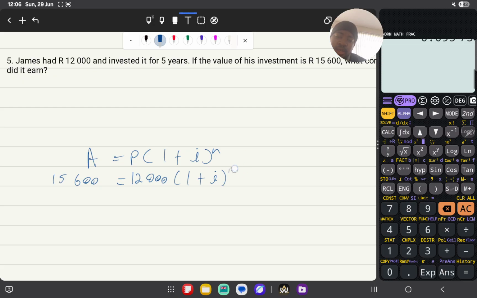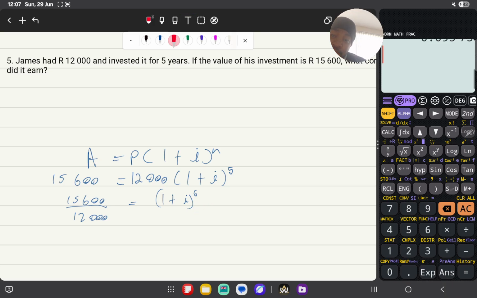N, right? And it was 5, right? So this one, you just divide by 12,000 both sides, so you have 15,600 over 12,000 equals 1 plus I, all to the power of 5. Now we get rid of this 5.